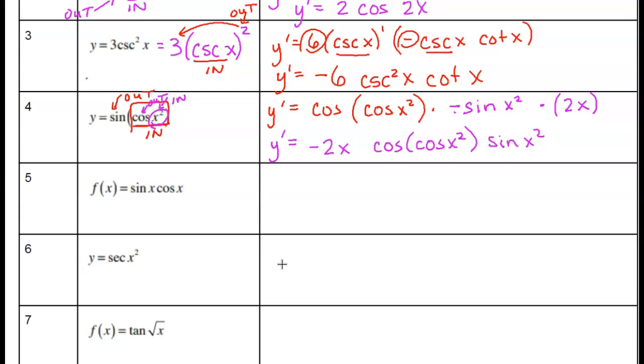All right, look at number 5. So number 5, I do have x. So this is actually 1 and 2 functions being multiplied together. So that's a product rule: 1 d2 plus 2 d1.